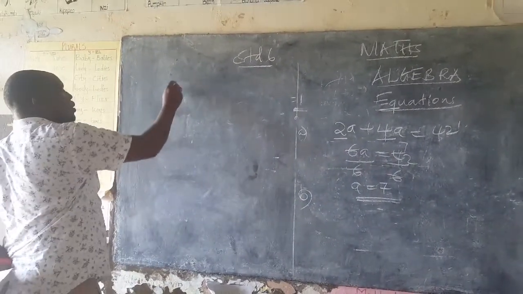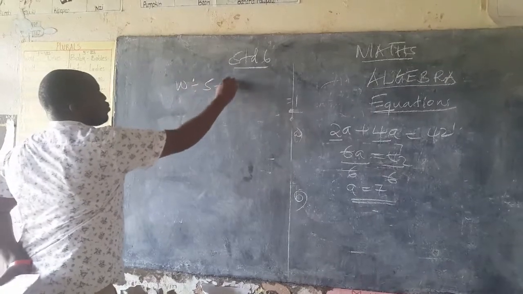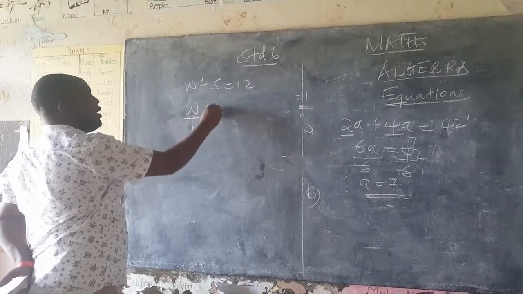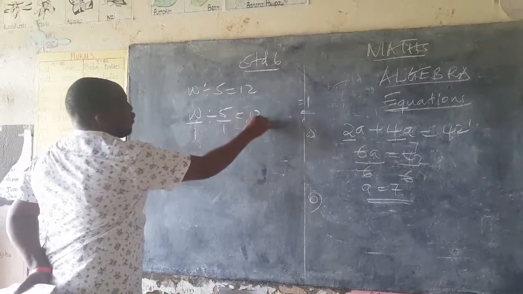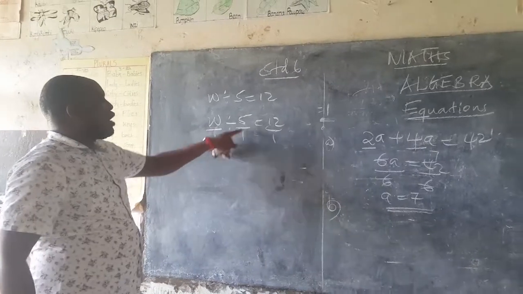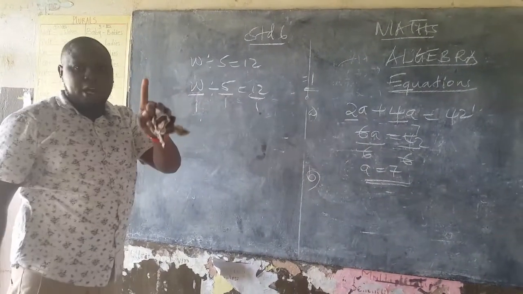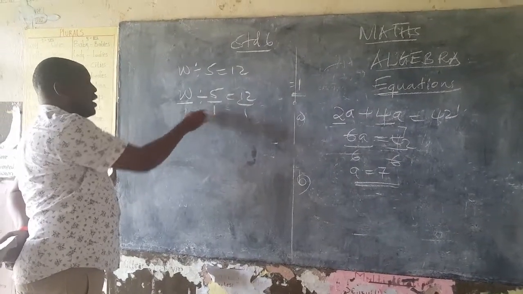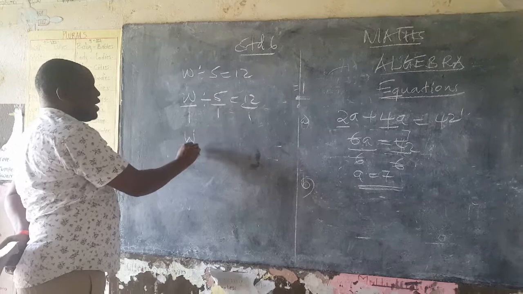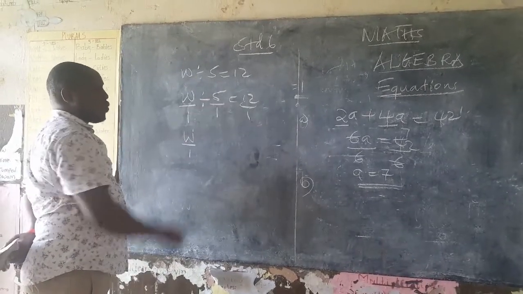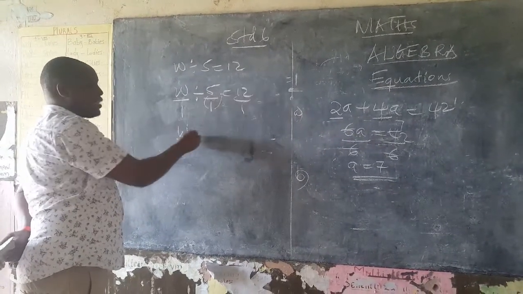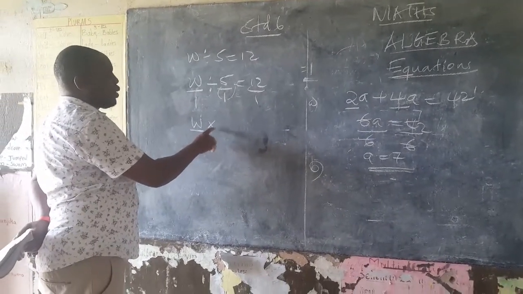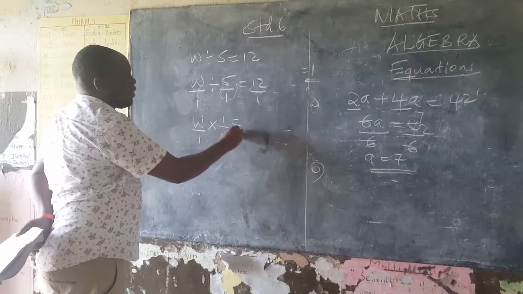W divided by 5 is equal to 12. So let's write this with the numerators: W over 1 divided by 5 over 1 is equal to 12 over 1. These are all numbers, so they are going to have a denominator which is 1, all of them, so that you can get the reciprocal. We must have a numerator and a denominator. So this is going to be W over 1. This sign is going to change. Whenever you get a reciprocal, the sign changes, so it's going to be multiplication. So W over 1 multiplied by 1 over 5 is equivalent to 12.